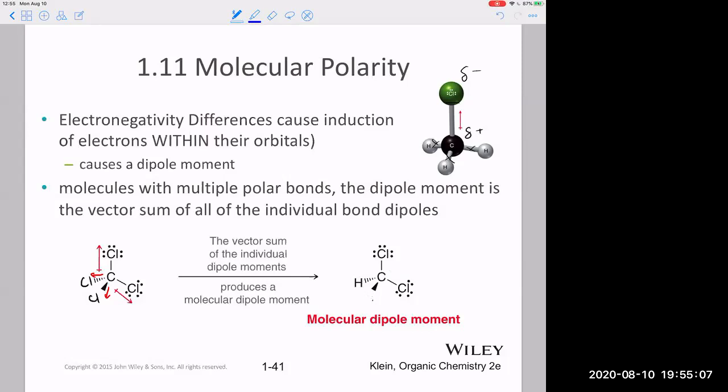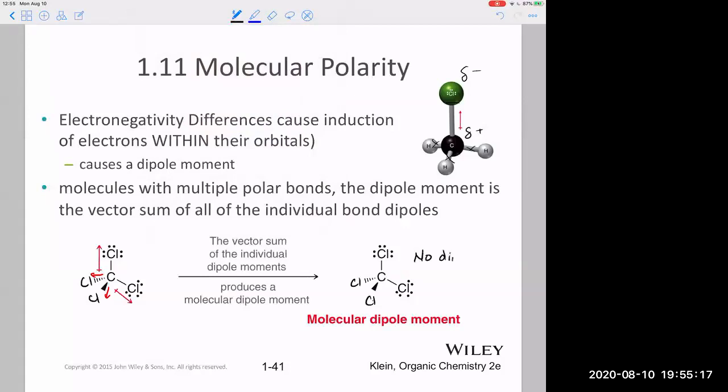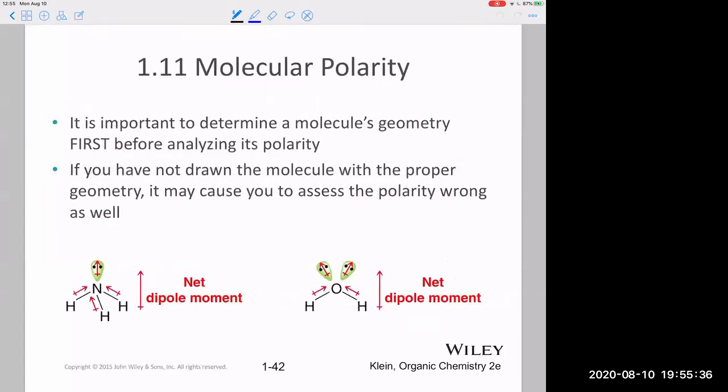So let me just change this over here. Right, so this would have no dipole moment, or would be a non-polar compound. Despite having polar bonds, it has a 0 molecular polarity. Other classic examples that we'll talk about deal with lone pairs.